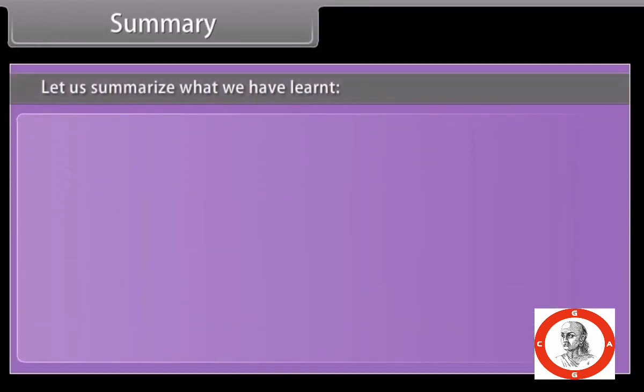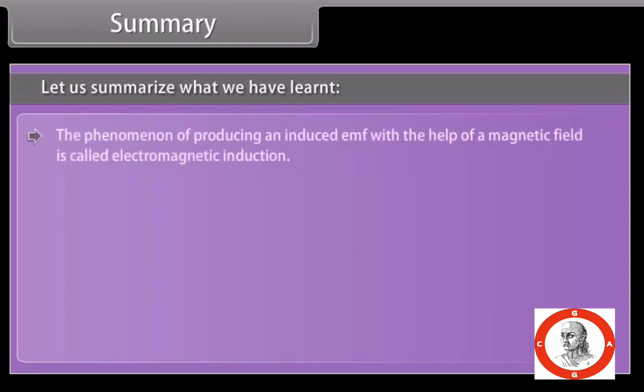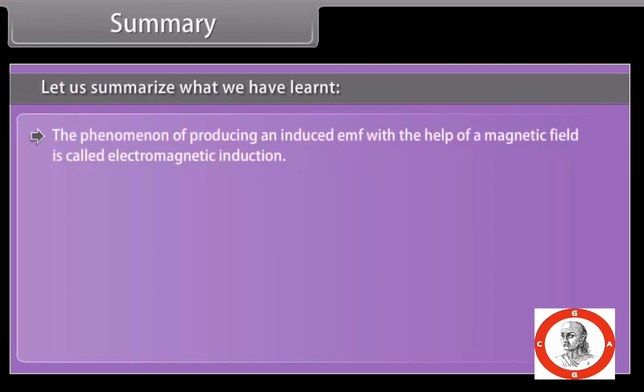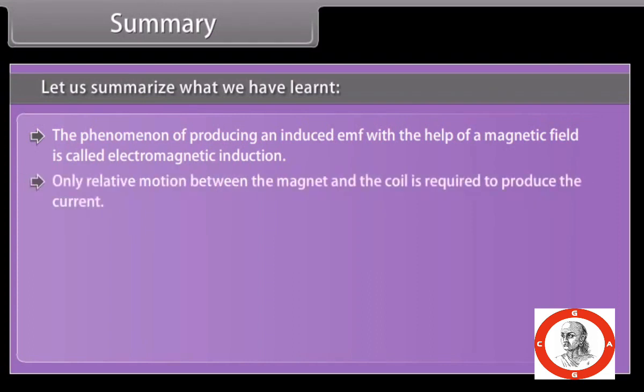Summary. Let us summarize what we have learned. The phenomenon of producing an induced EMF with the help of a magnetic field is called electromagnetic induction. Only relative motion between the magnet and the coil is required to produce the current.